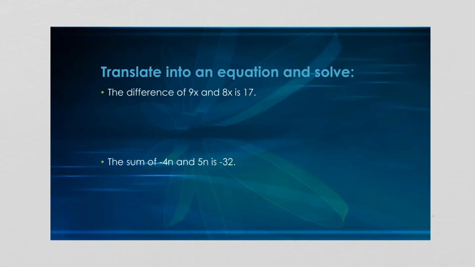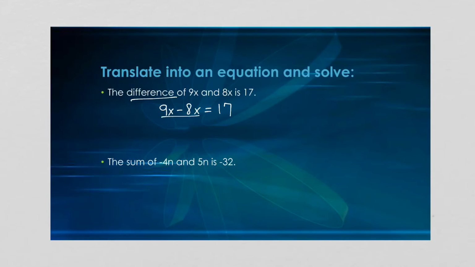Alright, so on these two, we are translating into an equation and solving. Difference means subtraction. So the difference of 9x and 8x is 17. 9x minus 8x is, means equals, 17.